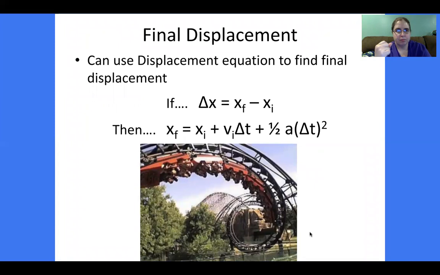So final displacement. We know that the change in displacement, delta x, equals final displacement minus initial displacement. Remember, on the last slide we had an equation that solved for delta x. We can take that equation and this equation, plug them in together, and then rearrange it. That's how we get final displacement equals initial displacement plus initial velocity times time plus 1/2 times acceleration times time squared. Again, if you're not sure where we're getting these rearranged equations from, check out the additional resources.